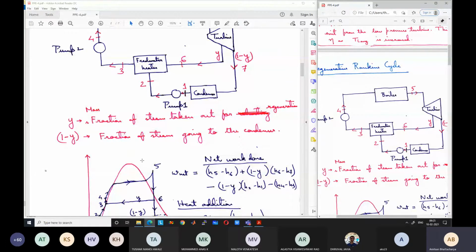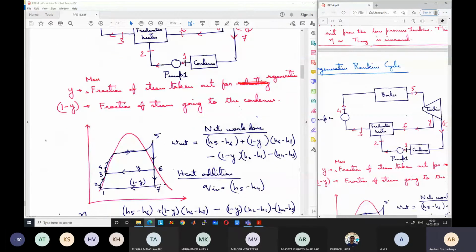So the steam is extracted from the turbine at the feed water heater pressure, say at 500 kilopascal. So they can be mixed together, and after mixing they come to some intermediate state, which is state 3, with some intermediate enthalpy. So what has happened is that after mixing, the enthalpy of this steam at state 6 has reduced to state 3, while the enthalpy of the liquid at state 2 has increased to state 3.